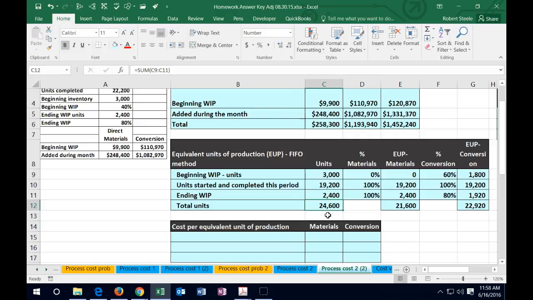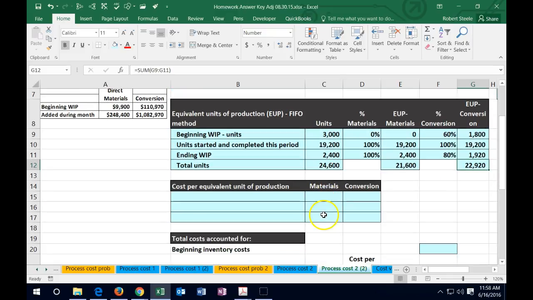When we talk about equivalent units, we're talking about equivalent units in terms of either materials or conversion. That's why we have two of them. It's not like we have added these up and we have 44,520 equivalent units. No, we have equivalent units related to materials of 21,600, always going to be equal to or less than the total units. And we have equivalent units in terms of conversion of 22,920, always, of course, being equal to or less than the total units that we're going to account for.